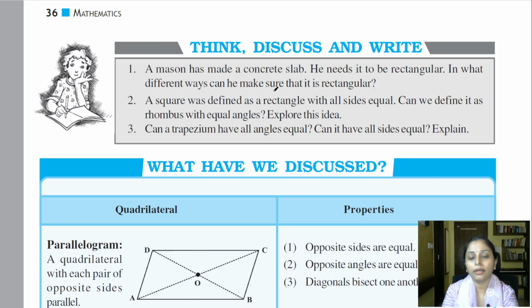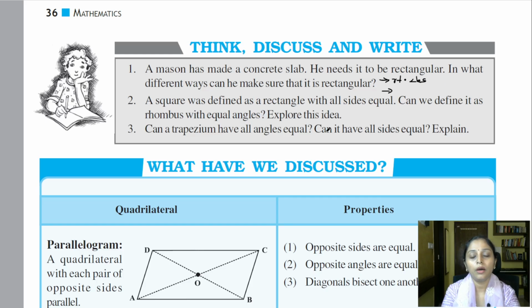Now we know that in order to check that it is rectangular, first of all, what is a rectangle? It is a quadrilateral, so that concrete slab has to have 4 sides. Okay, that is equiangular, right? And that equal angle is nothing but 90 degrees, right? So one way of checking is to check that all the angles are right angles. Measure all the 4 angles. If all the 4 are right angles, then it is rectangular. Okay, no problem. Or another way of checking is using the length.